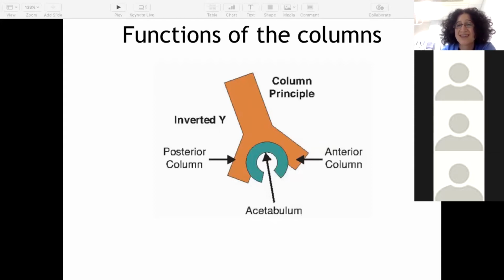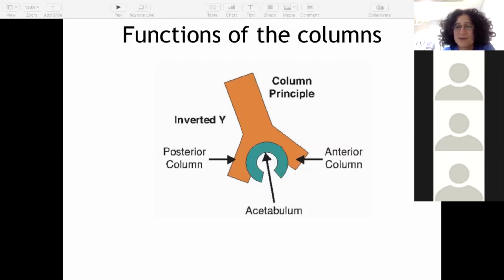And I think the mechanics of how the acetabulum works was really simplistically described by Le Tournelle in a way that still applies today, as the acetabulum being an inverted Y with dense condensations of bone forming the posterior and anterior columns, and the acetabulum sitting in between. The function of the columns is for weight transfer to the axial skeleton, and the acetabulum obviously forms the socket for the articulation of the hip joint.